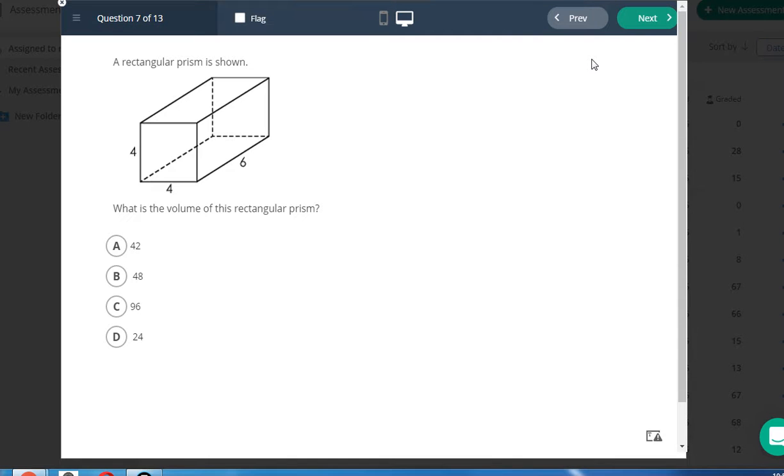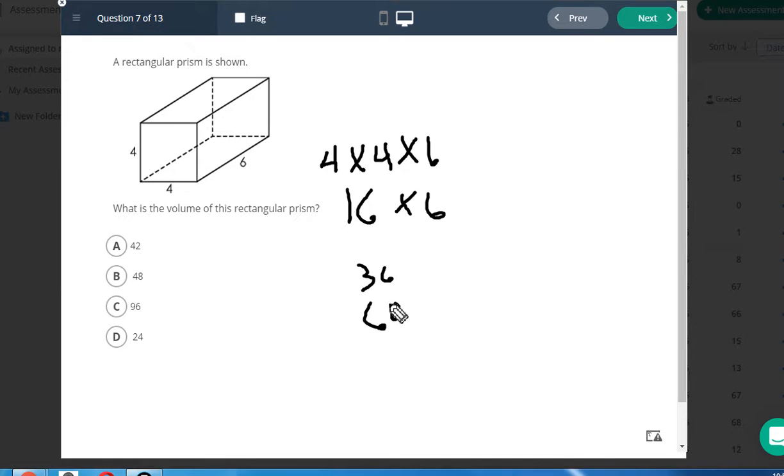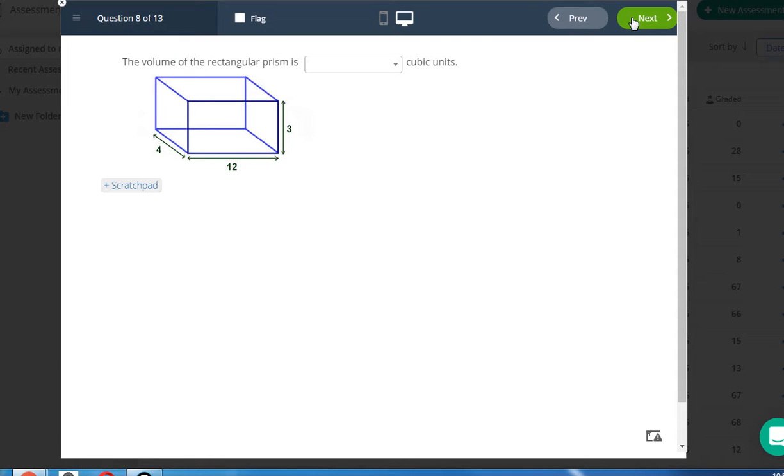Okay, we're going to go on this one just 4 times 4 times 6. 16 times 6. Okay, so we know that we would have 36 and 60. Okay, so that would be 96. Okay, here we go. Next problemo.